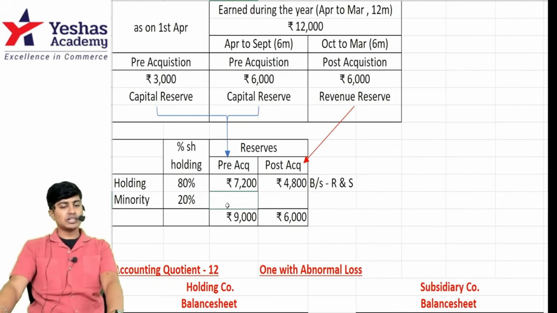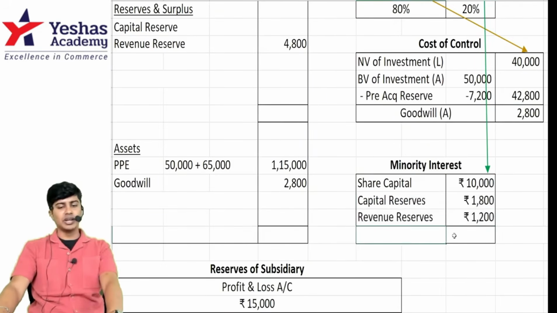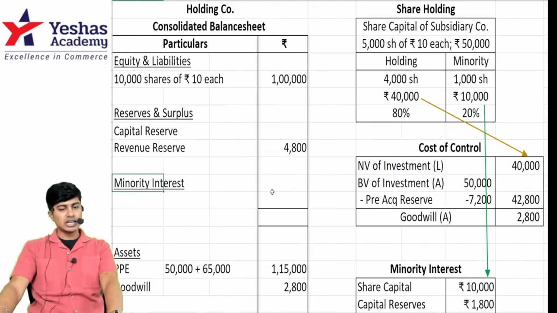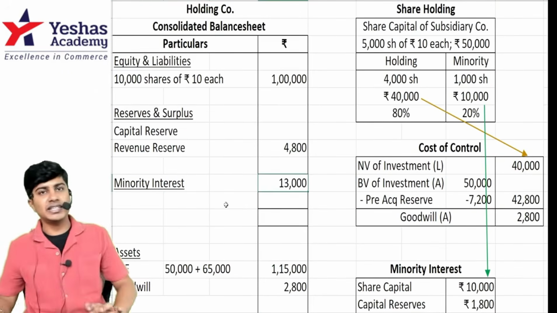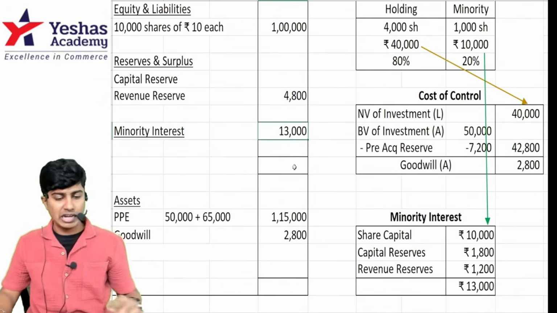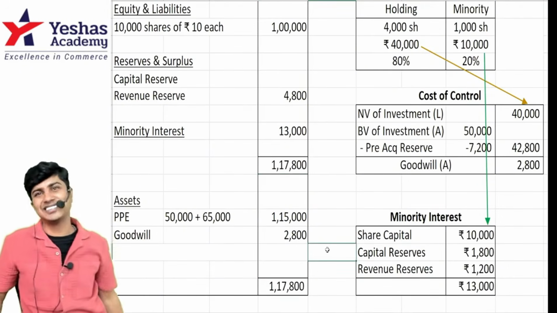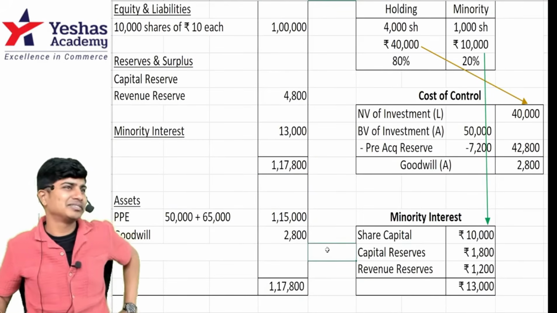What about the balance? Minority share. 9,000 minus 7,200 or 9,000 into 20%, 1,800. 6,000 minus 4,800 or 6,000 into 20%, 1,200. Can I say 1,800, 1,200? What is 1,800, 1,200? Minorities' share. Add everything. What do we get in total? 13,000. You write it as minority interest in the consolidated balance sheet, liability side, as a separate line item called minority interest. Now check the total. 1,17,800. 1,17,800. Understood? Say something.